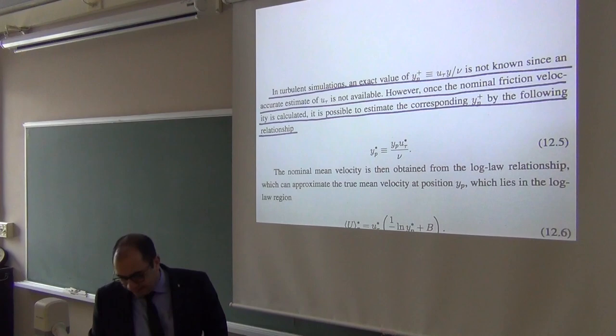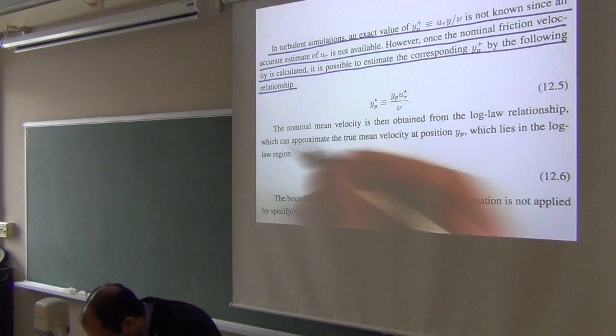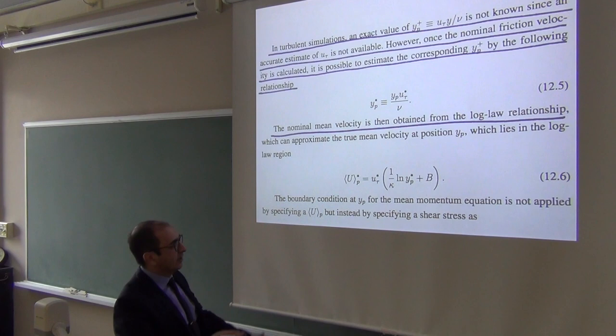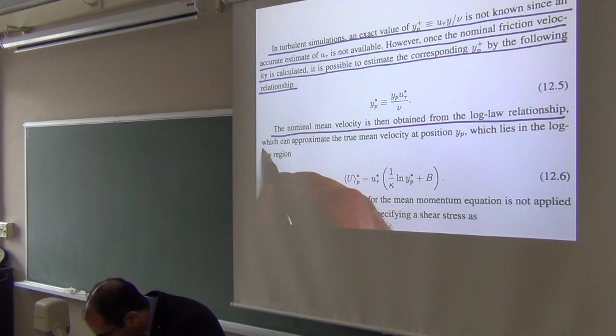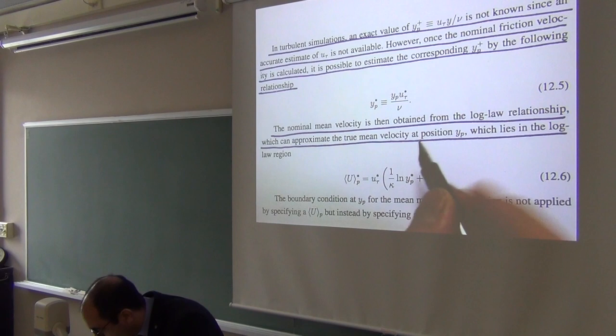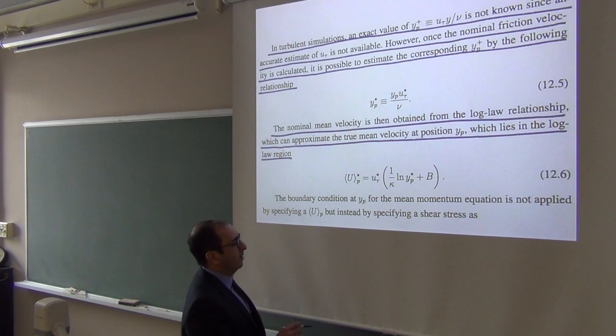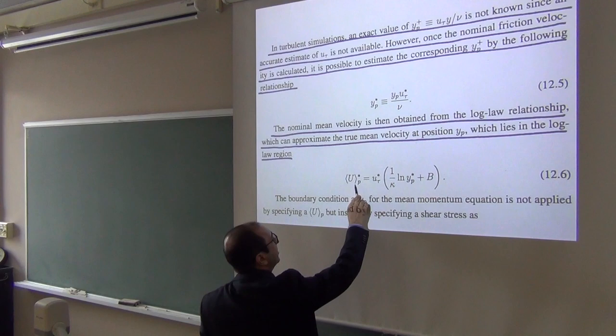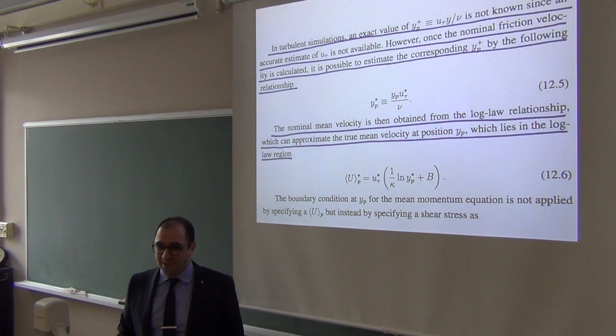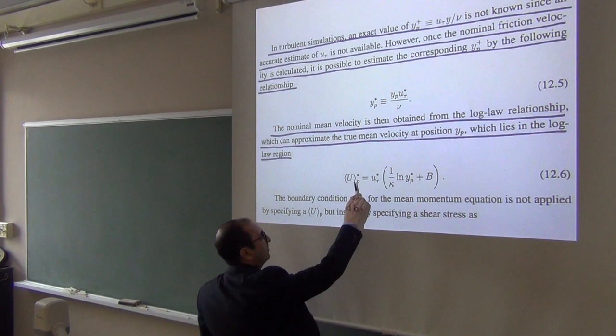What's the next step? The nominal mean velocity is then obtained from the log law. Well, if you need mean velocity, use the log law. That's the starting assumption, which can approximate the true velocity in the vicinity of point YP. Why not? I have a nominal y plus, I have nominal friction velocity, I just plug in the log law and I get the nominal momentum. And here you see why that point has to be in the log law, because if it's not in the log law, you either over or underestimate velocity for nominal velocity. So again, the point P must be in the log law.